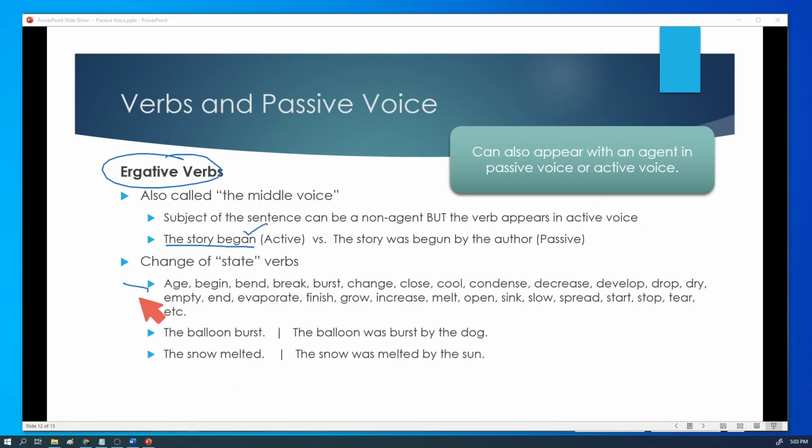So all of these verbs are ergative verbs, and it's possible to use them in active voice. The balloon burst. Very good. The snow melted. Very good. Passive voice, the balloon was burst by the dog, or the snow was melted by the sun. It's not so common. It's correct, but using them as the subject is much better, even though it is a non-agent subject.